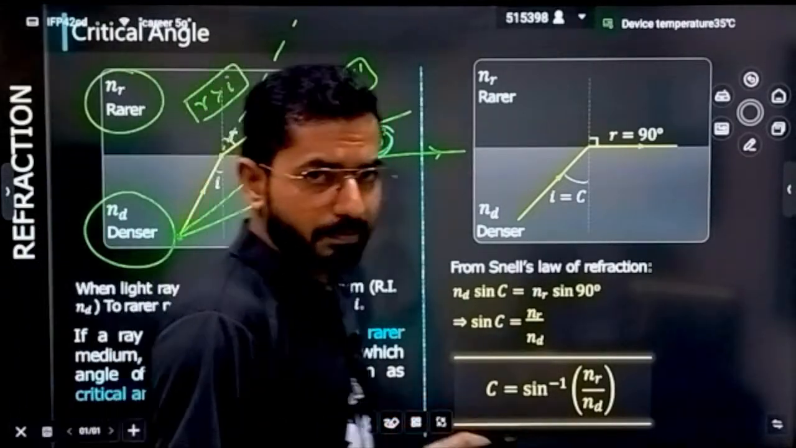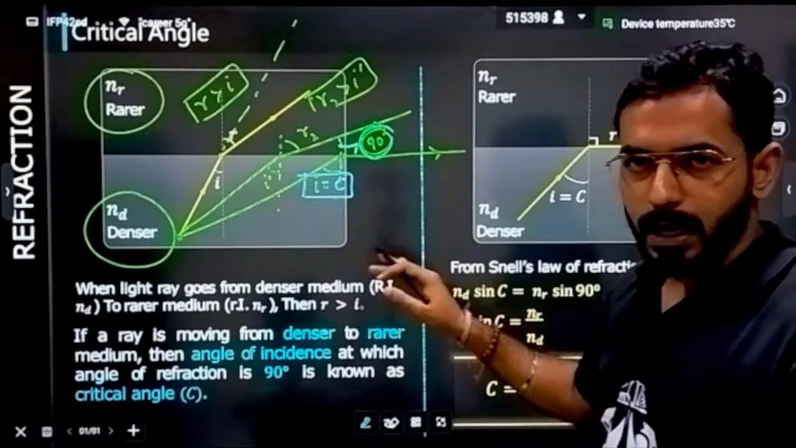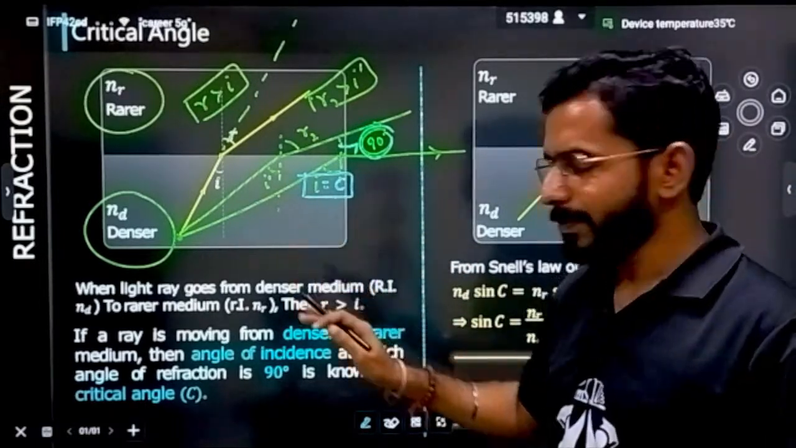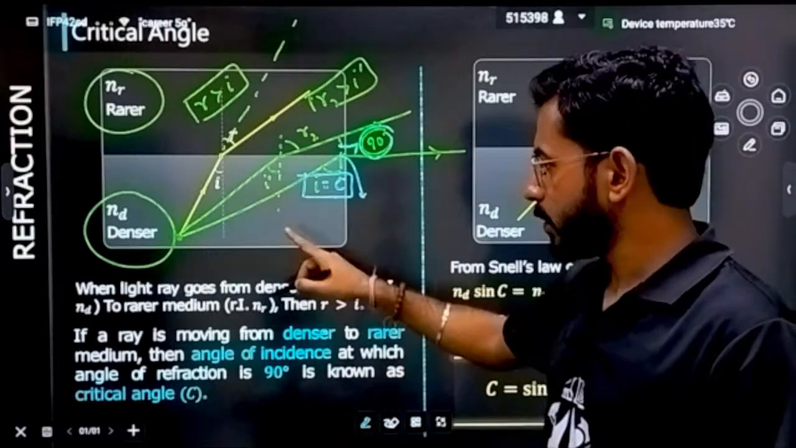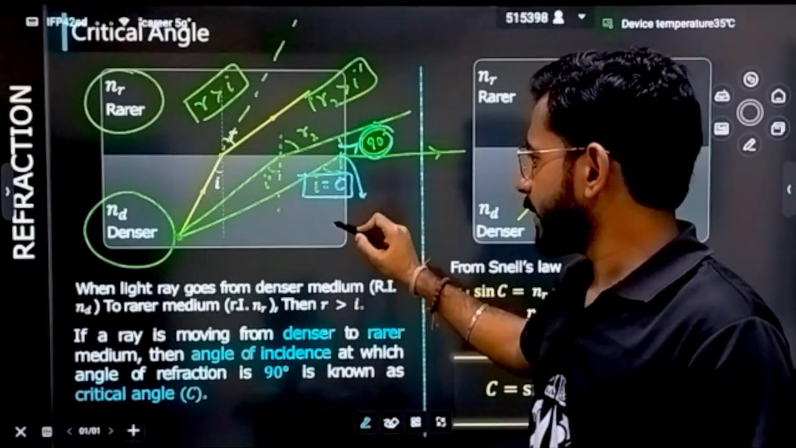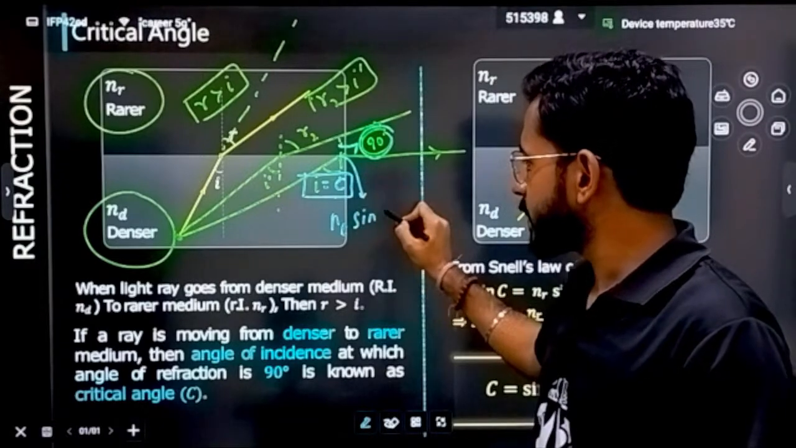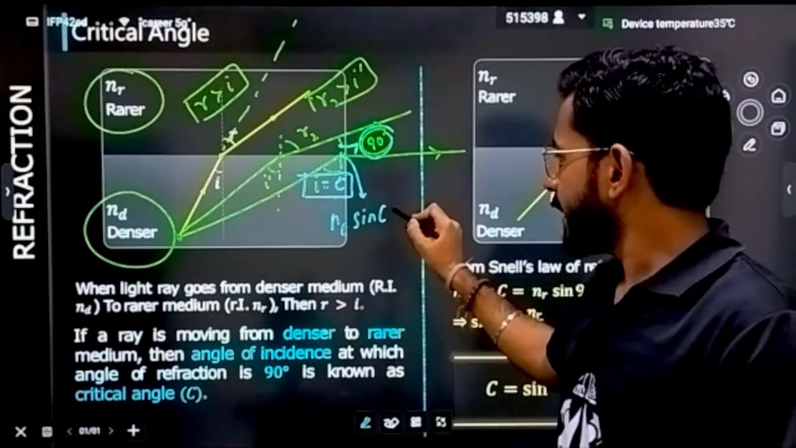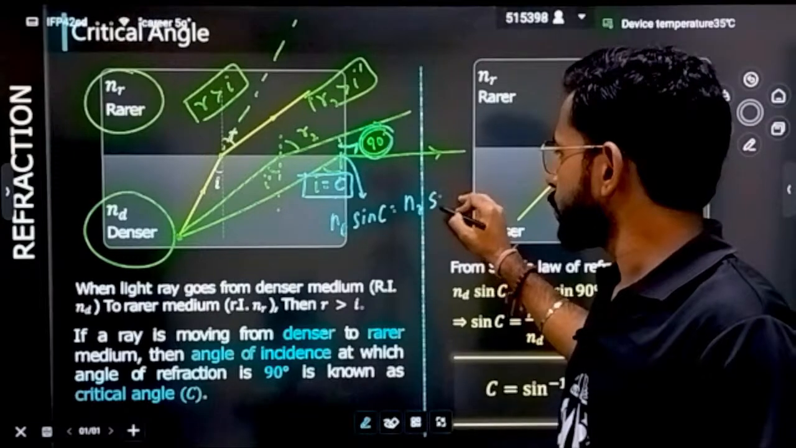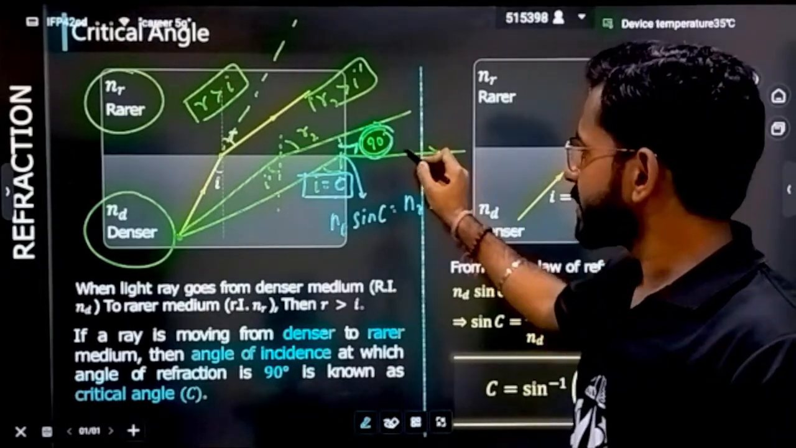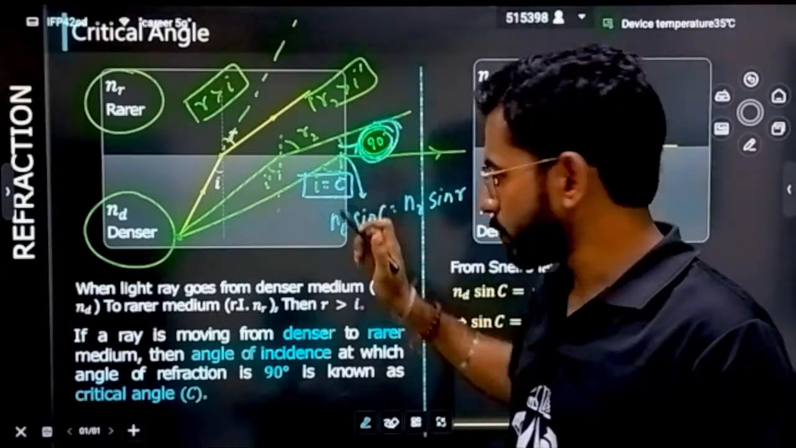So if I have to define and find the formula, for the qualitative analysis, just apply Snell's law. For a long time we have known about Snell's law. This is the point where you have to apply Snell's law. Write Nd sine I, where Nd is the denser medium, at the place of angle of incidence, the critical angle C, is equal to Nr, the rarer medium, into sine of R. And sine of R is sine of 90, which is equal to 1.